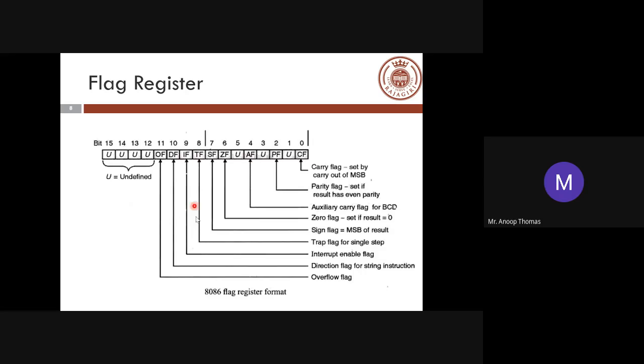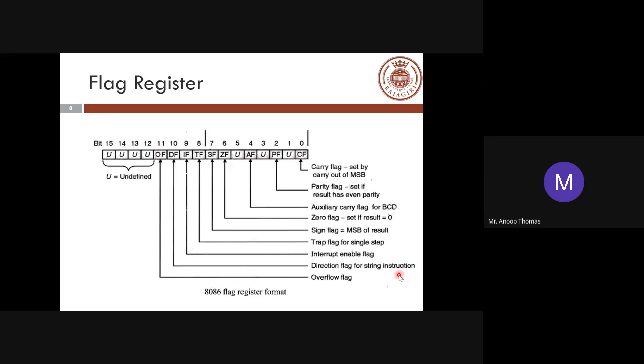Other than that, you have other flags like the trap flag for single step. So you have an option of single stepping the execution to aid the testing part of your 8086. That is done using the trap flag, which will set up the single stepping process. Then the interrupt enable flag is the IF flag. Then DF, the direction flag for string instructions.